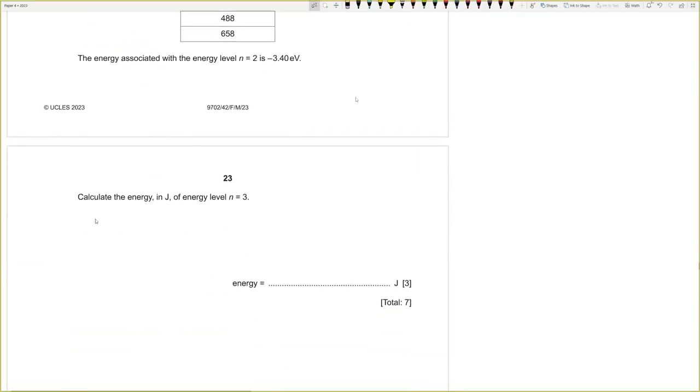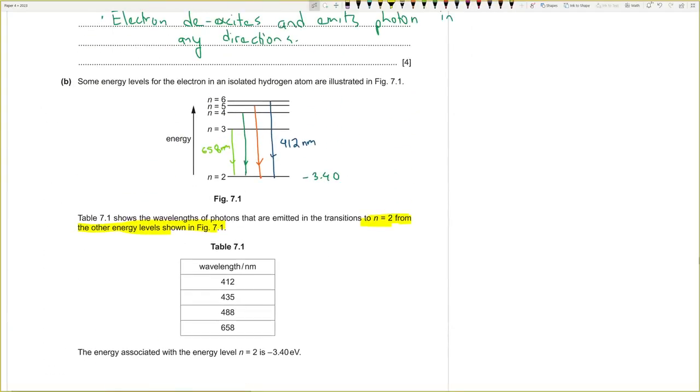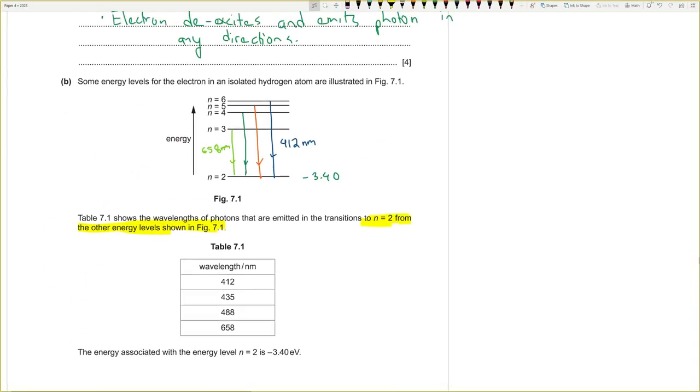So we can write that E is equal to hc by lambda. hc by lambda is equal to the difference in energy between two levels, E1 minus E2. Now I'm going to use 658 nanometers. They wrote 656 in the mark scheme for some reason. So 6.63 times 10 to the power minus 34 times 3.00 times 10 to the power 8 divided by 658 times 10 to the power minus 9 is equal to E1, the higher one. We are calling this E1 and we are calling this E2.